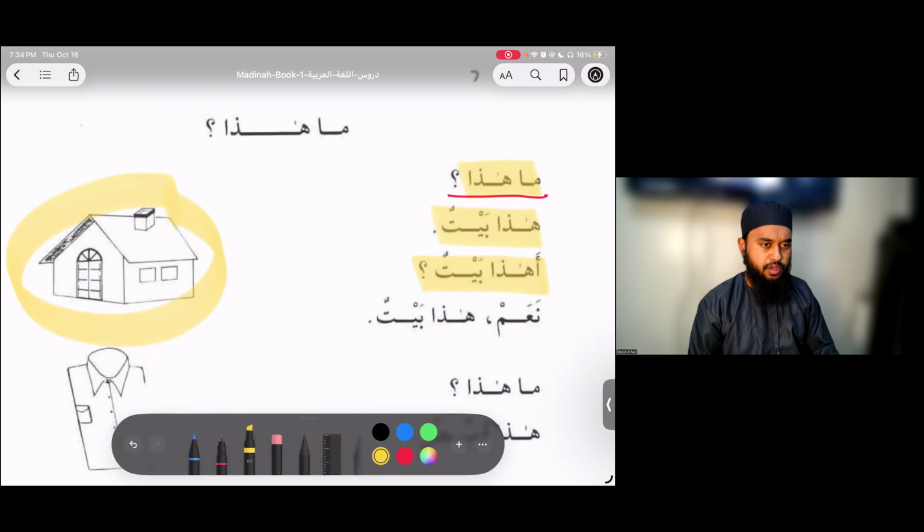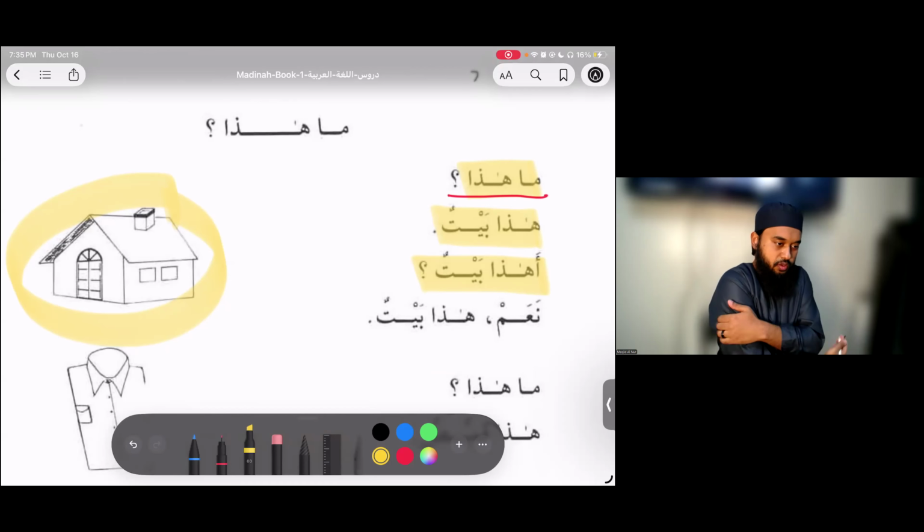What's going to be the answer to that? Can someone give an answer? La. I want a full answer. Correct. La, hada masjid. Someone walks outside of the masjid and they see the masjid and they'll be like, hada baytun? Is this a house? You'll be like, la, hada masjidun.